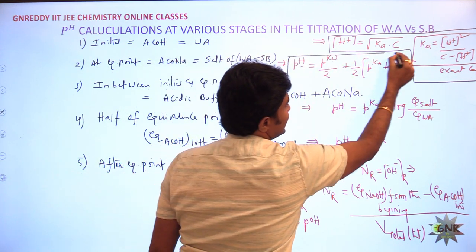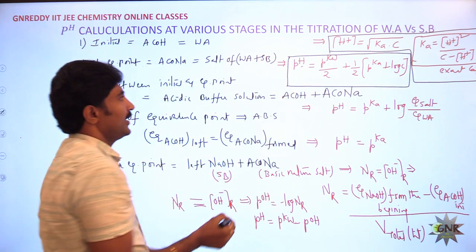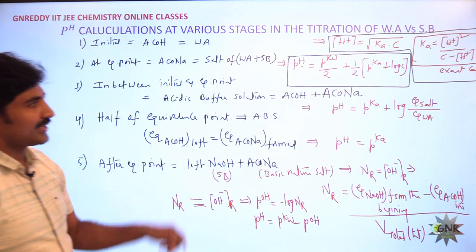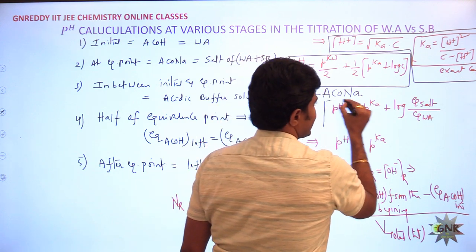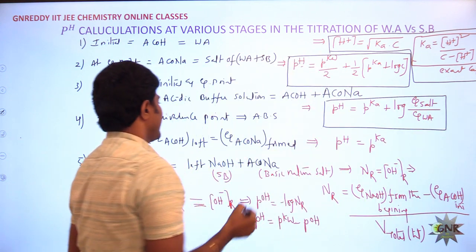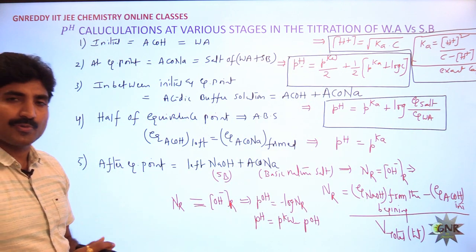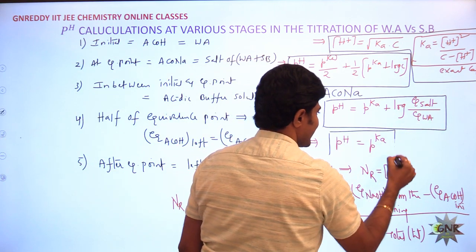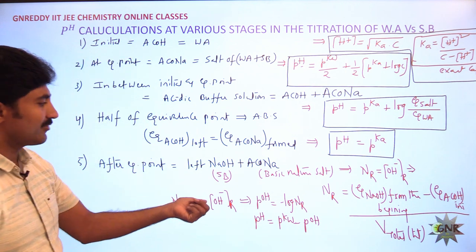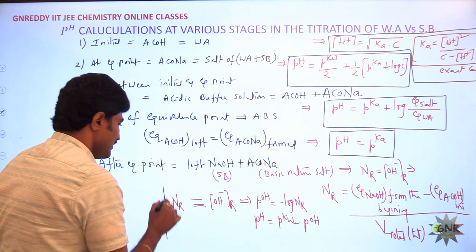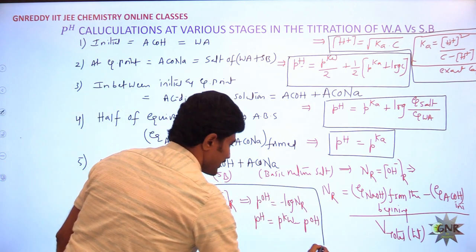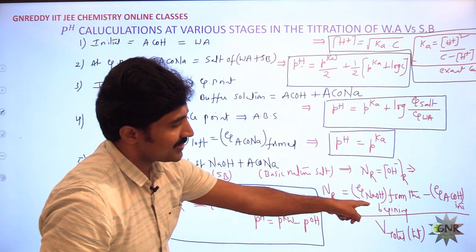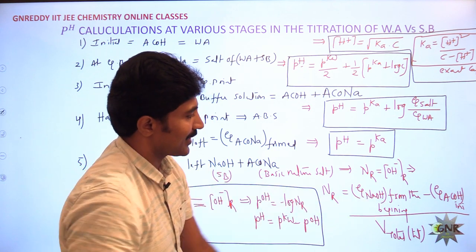that can be obtained by this equation, and in between initial and equivalence point, the acidic buffer solution pH will be obtained by this, and even half of equivalence point, that is also an acidic buffer solution, but these two are equal. pH is equal to pKa, and after equivalence point the resultant solution has excess OH minus. From that calculate pOH. How to calculate resultant normality? By this only you can calculate.